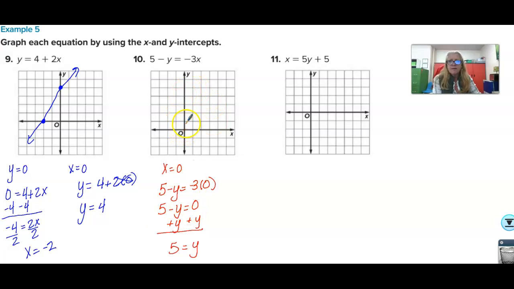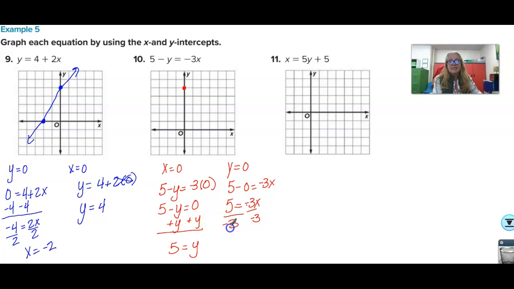So where is y equals 5? 1, 2, 3, 4, 5. That is the y-intercept. Where is the x-intercept? The x-intercept is when y equals 0. So 5 minus 0 equals negative 3x. Well, 5 equals negative 3x. Divide both sides by negative 3.